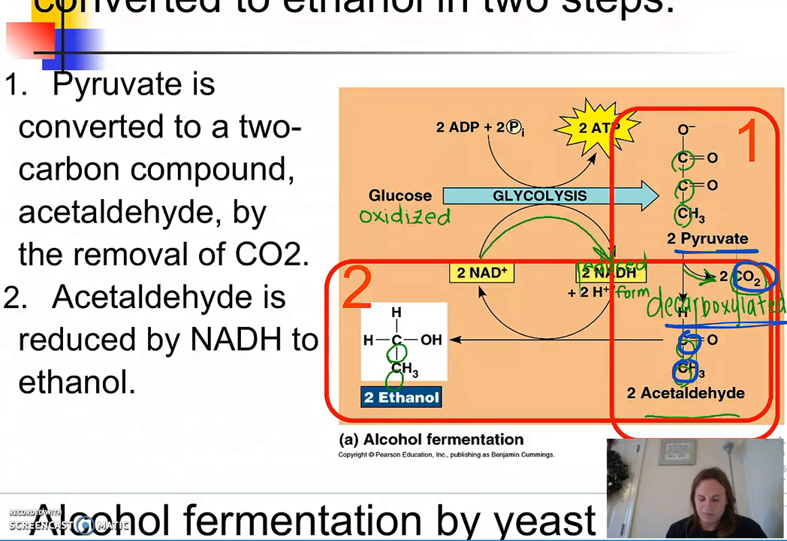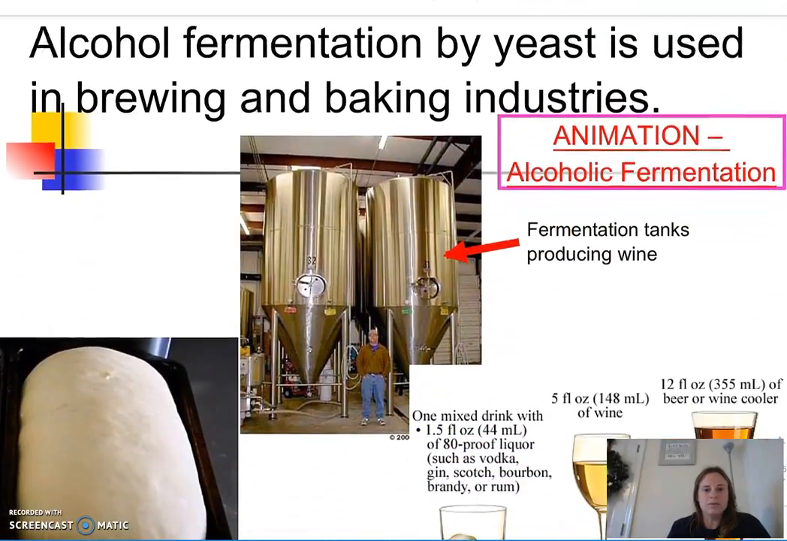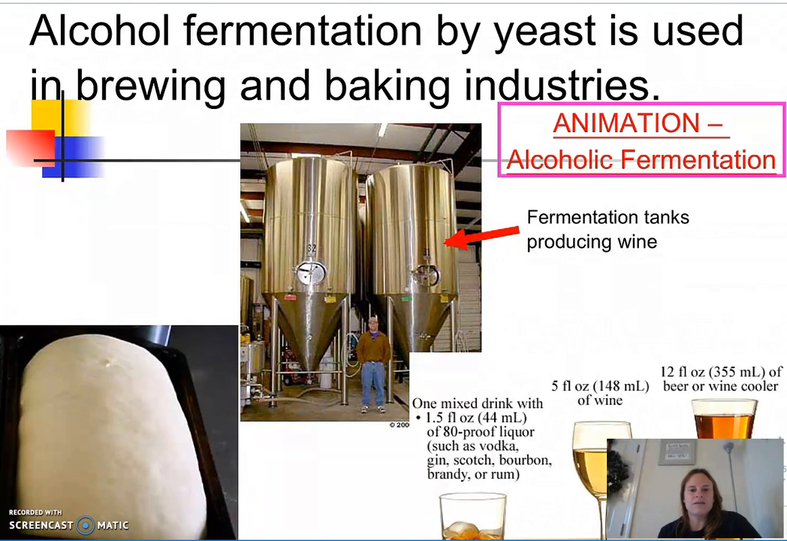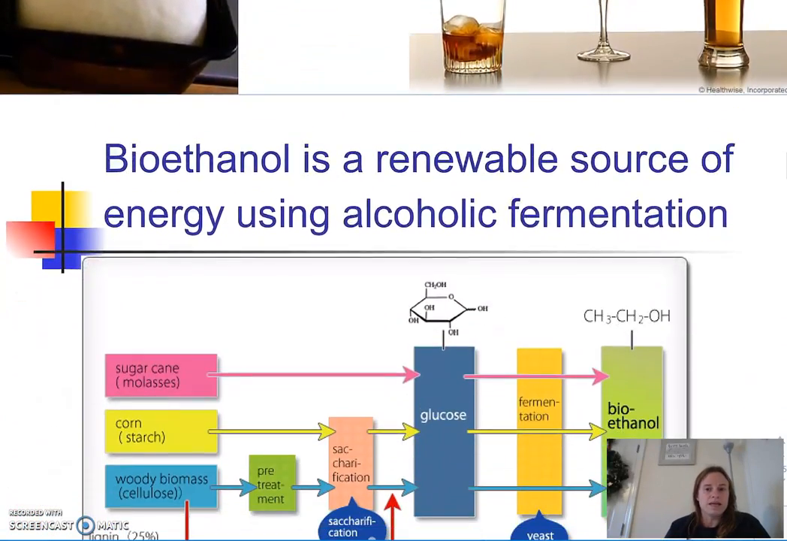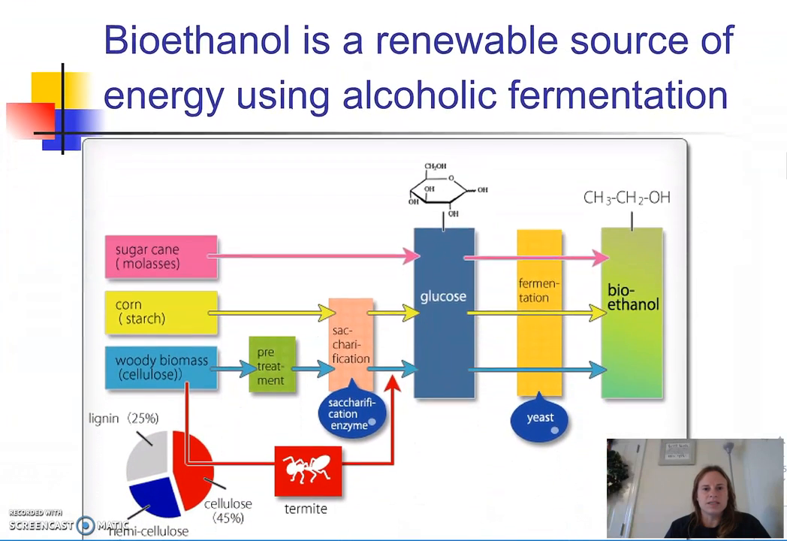From there, the second step is that my acetaldehyde gets reduced by NADH to create ethanol or alcohol. That is something that's going to be done by yeast. It's done by the brewing industry. It's done also by the baking industry. The great thing about alcoholic fermentation is that it can produce a renewable source of energy known as bioethanol.